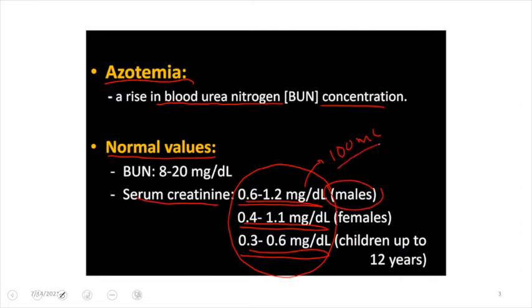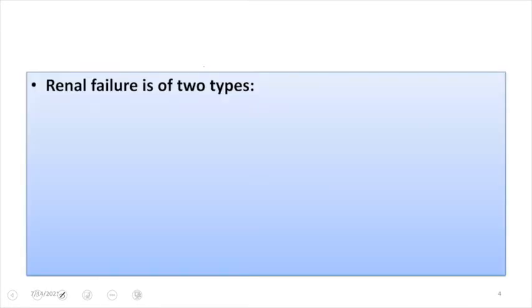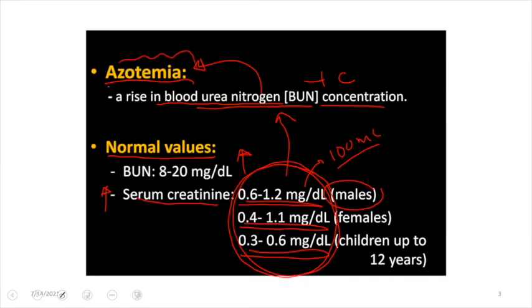So whenever we are talking about renal failure, there is a condition where the amount of blood urea nitrogen as well as serum creatinine will increase in the blood, and it should be greater than these values, and that will manifest with increased level of blood urea nitrogen with creatinine, and that condition is known as azotemia. So basically when we are discussing about renal failure, this major hallmark feature is azotemia.